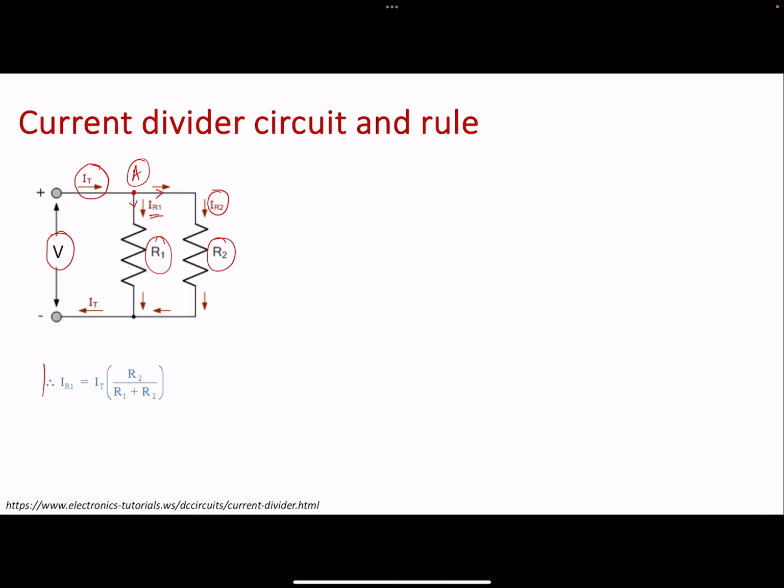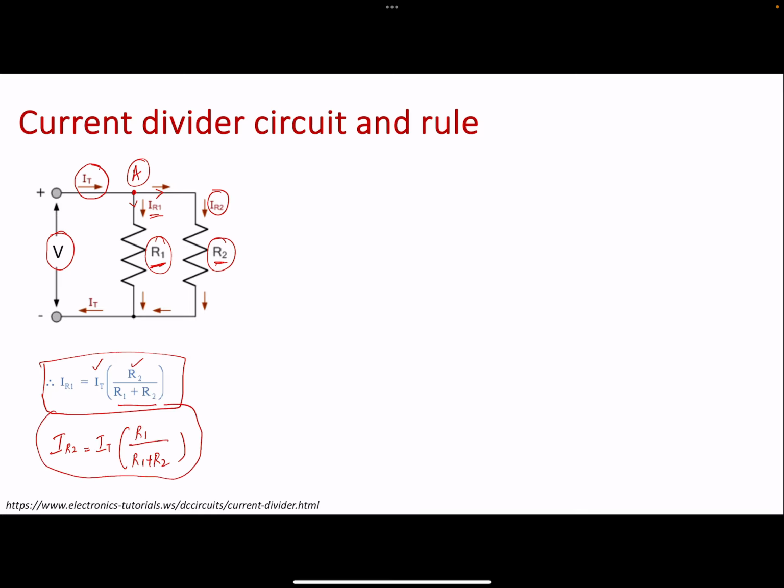And this is the current divider rule equations. The current divider rule is, if you have to find the current flowing into a certain branch, for example, the current flowing into R1 should equal the total current, IT, times the other resistance, R2, divided by the total sum of resistances. Similarly, I can already write the other one as well, and then we're going to validate it. IR2 should equal the total current IT times the other resistance, R1, over R1 plus R2.